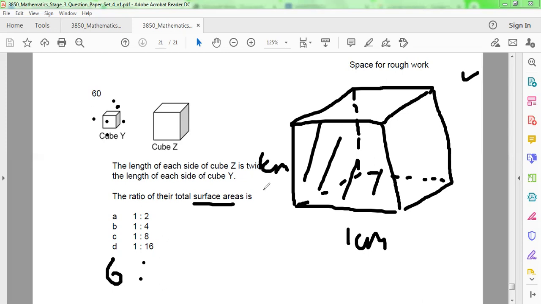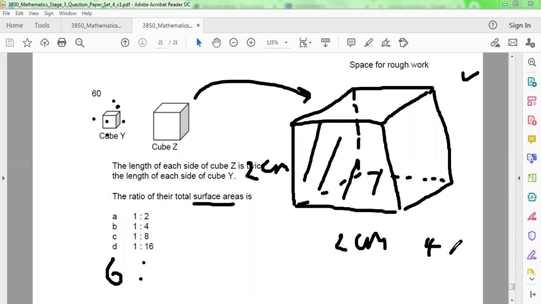But if you notice, they give you 2 cubes, and cube Z is twice the length of cube Y. So if I assume that the length of cube Y is 1 centimeter, then twice that would be 2 centimeter. So we're going to work out the total surface area of the cube when it is 2 centimeter, and that will take us to cube Z. The area of one face of cube Z would be 2 times 2, length times width, which is 4 centimeter square.